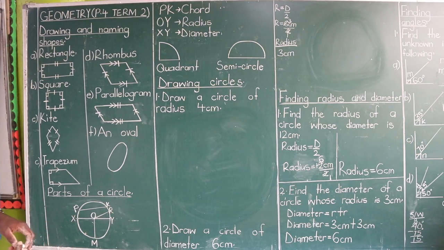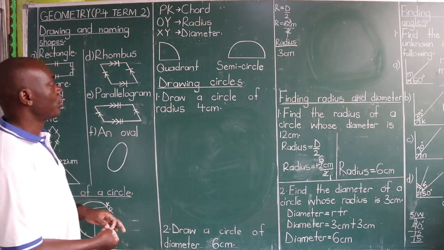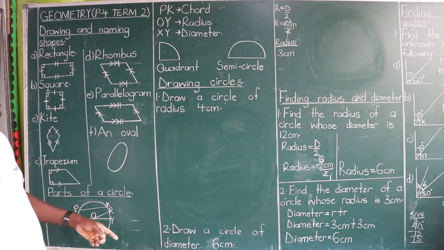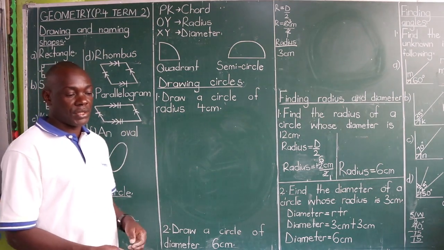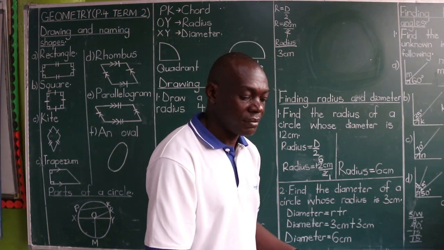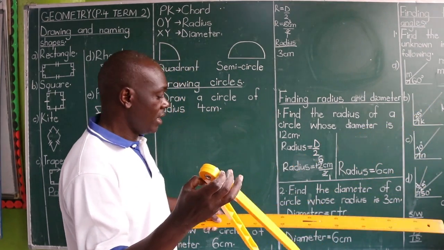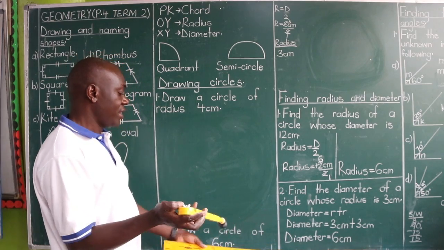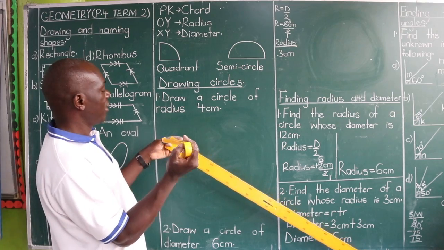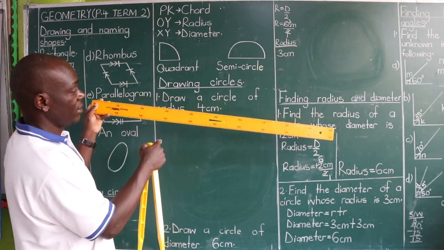Now we have reached the use of our geometrical instruments. Now, drawing a circle or drawing circles. Example number 1 says, draw a circle of radius 4 centimeters. Now, you must learn on your very ruler how to measure the said radius. You go where centimeters are. This is cm on your ruler, not this one, mine.